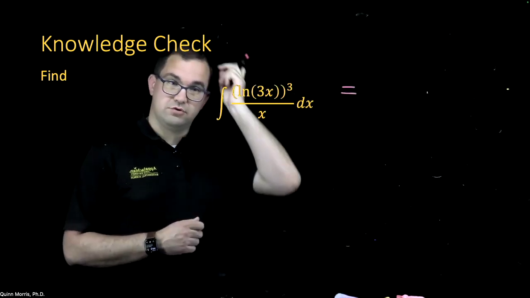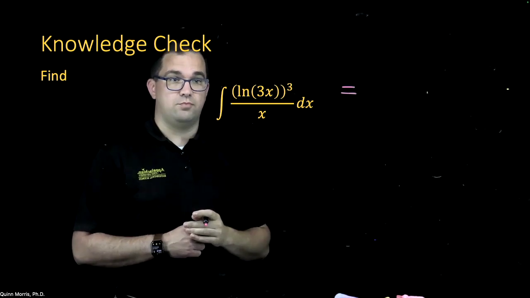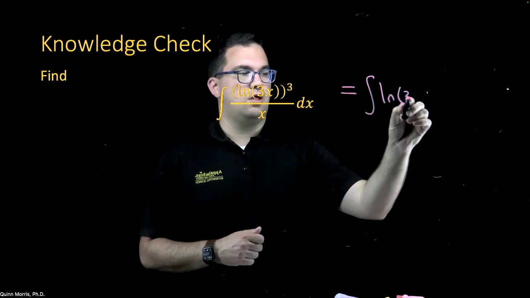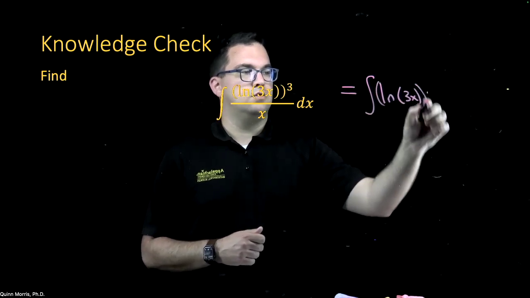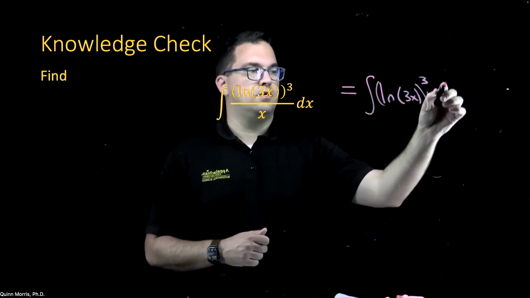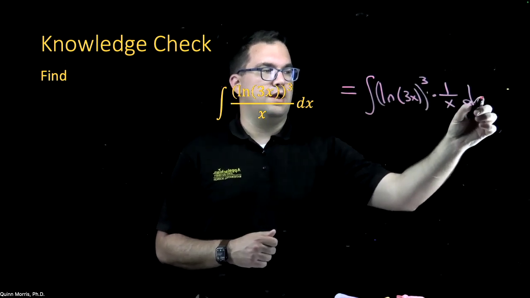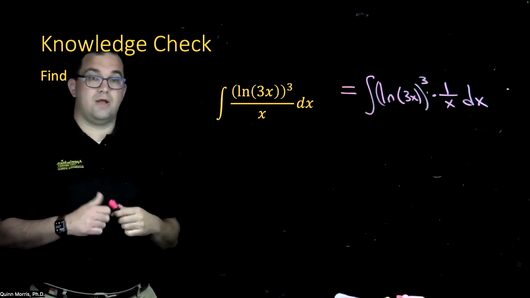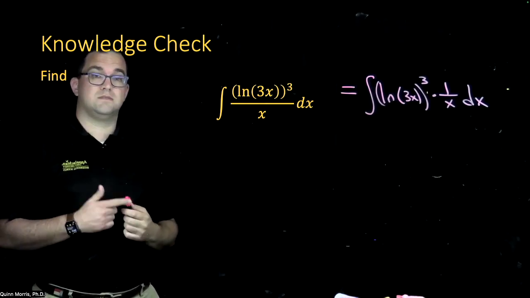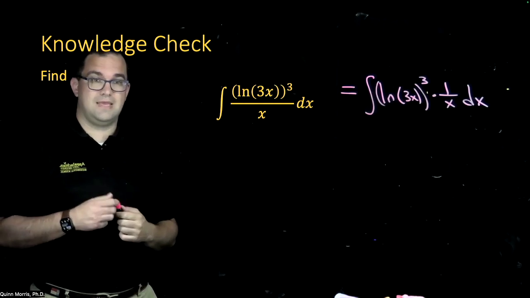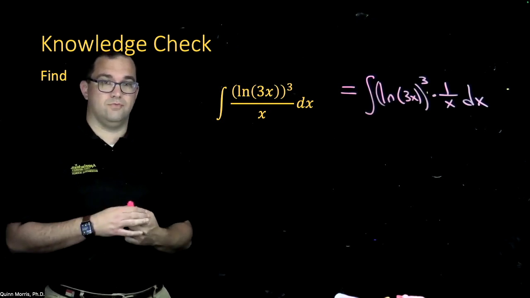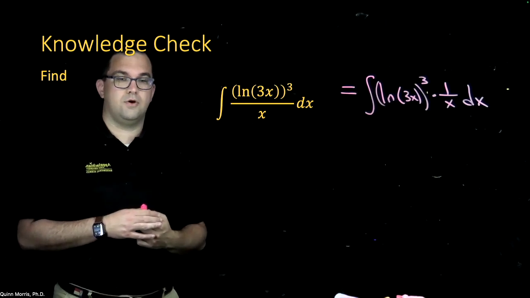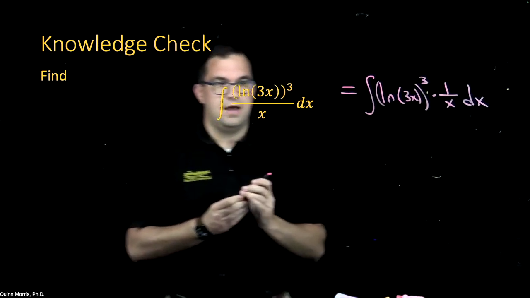We're usually looking for some function and its derivative multiplied together. Think about rewriting this as natural log of 3x cubed times 1 over x. So take a moment, try to identify your u and your du dx, make the substitution, find the antiderivative, and then convert back to your original variable. Okay, great. Let's see how we solve this problem.